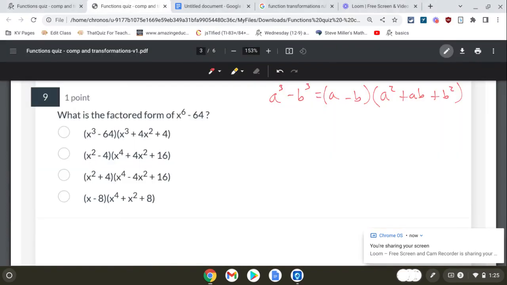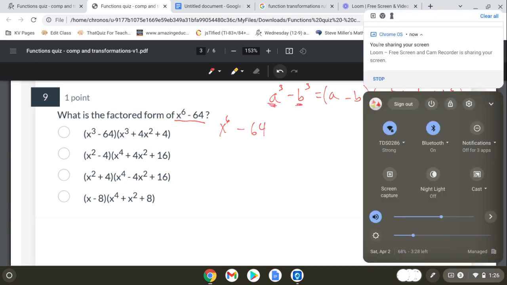Okay, so for this problem, we're asked to factor x to the sixth minus 64, and we're going to do that by using the difference of cubes, which is this little factoring formula here. So the first thing we need to look for is a way of rewriting each term, x to the sixth and the 64. We need to rewrite them as things to the third power. We need to find our a and our b.